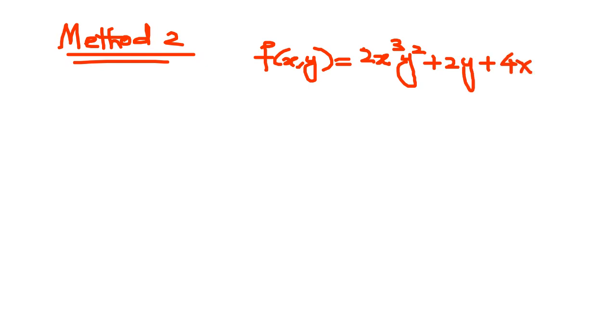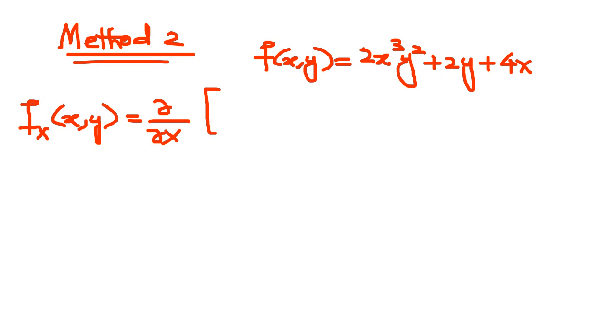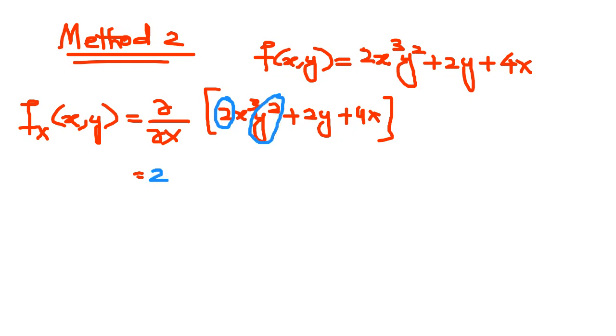Okay, now you have to do the partial derivative with respect to x. So when you are doing the partial derivative with respect to x, you choose variable y as a constant. So partial by partial x of this function, 2x power 3 y square plus 2y plus 4x. Okay, now for the first term, 2 is a constant, y square is a constant. So you take these terms outside. Now what is left?